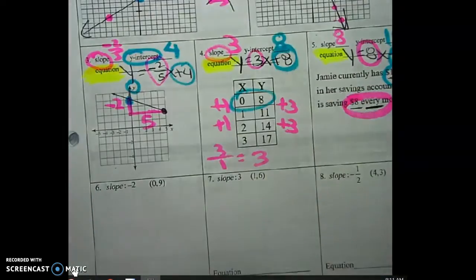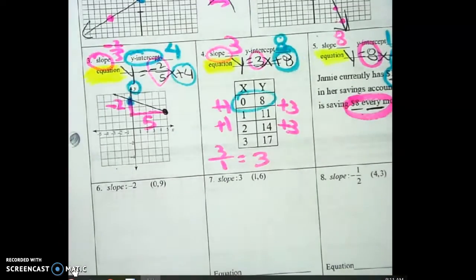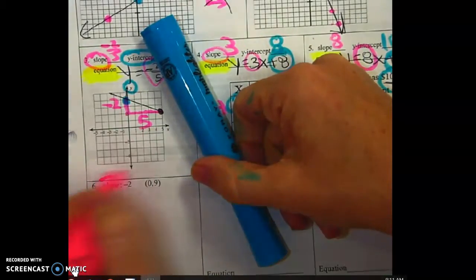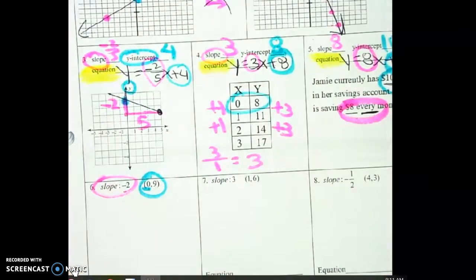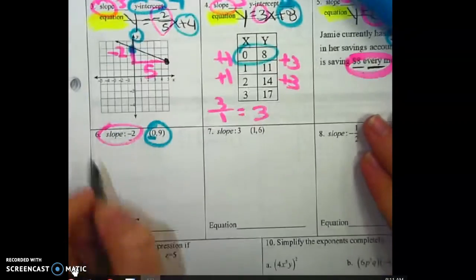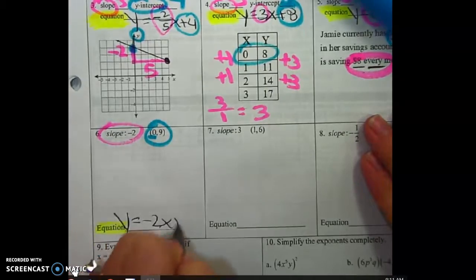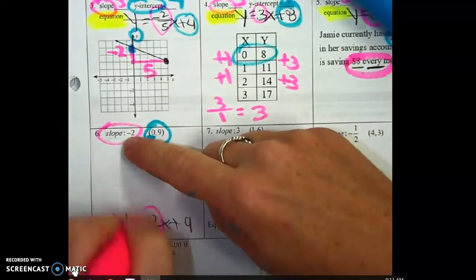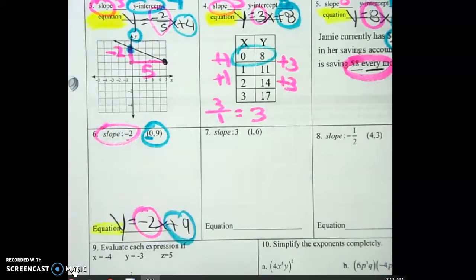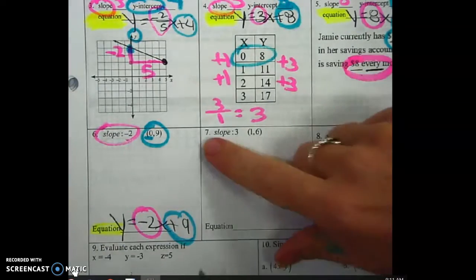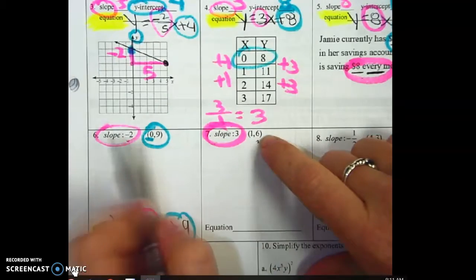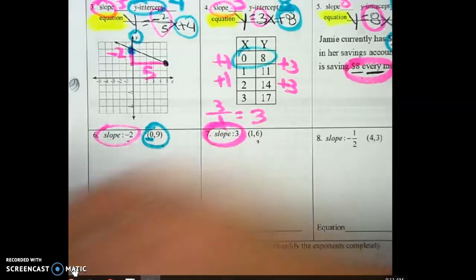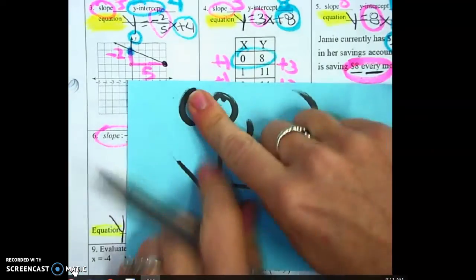They want the equation. That means I need pink and I need blue. Well, there's my pink. And because this has a 0, there's my blue. Y equals negative 2x plus 9, where there's my slope and there's my y-intercept. So let's go to the next one. Slope.